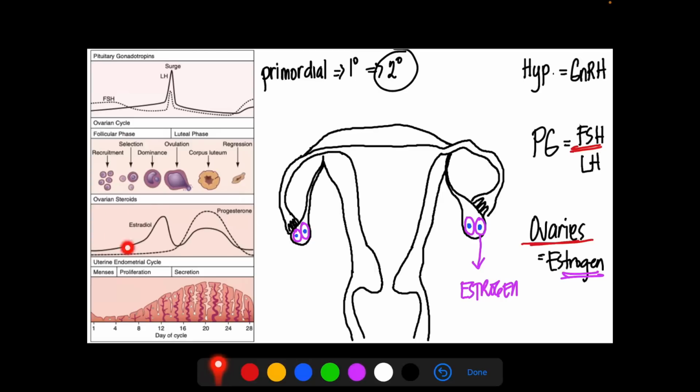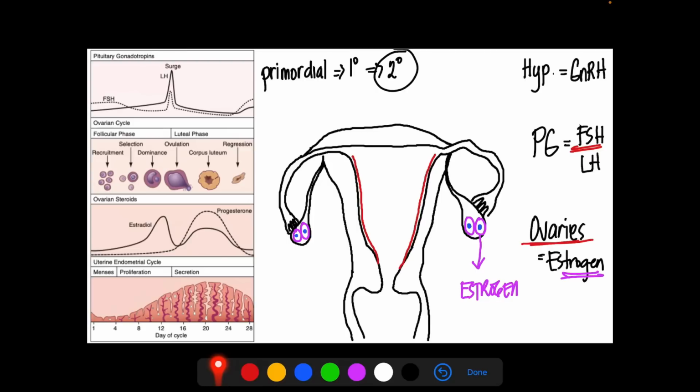Particularly what type of estrogen? That's the estradiol. And this estradiol, this type of estrogen, will stimulate the growth of the lining of the endometrium. So this one will thicken. The endometrial lining will thicken upon the production of estrogen. Just like this one. So the estradiol is increasing here, so the endometrial lining also thickens.